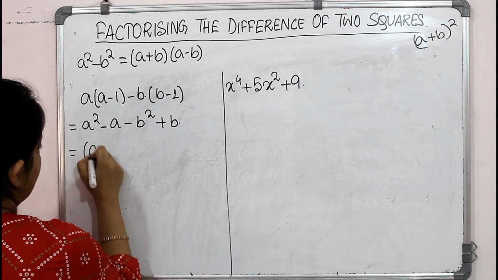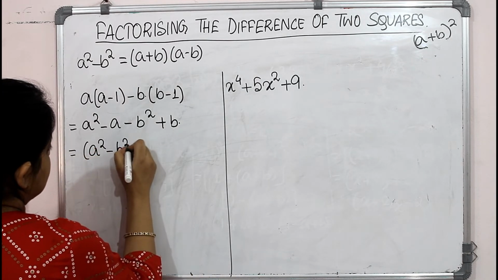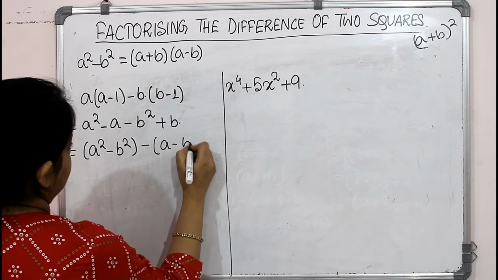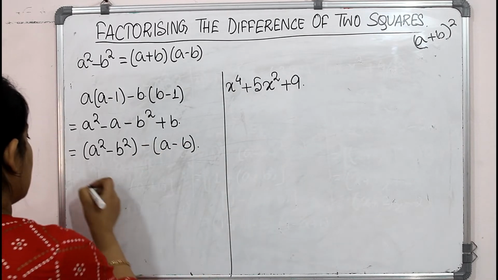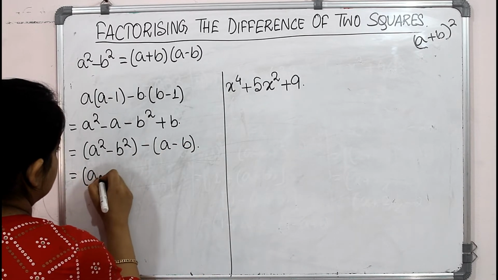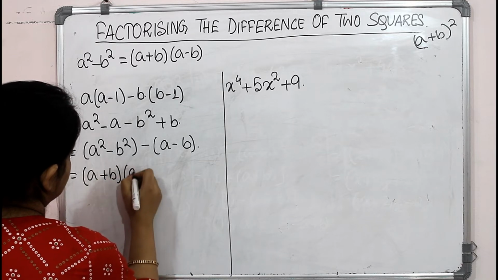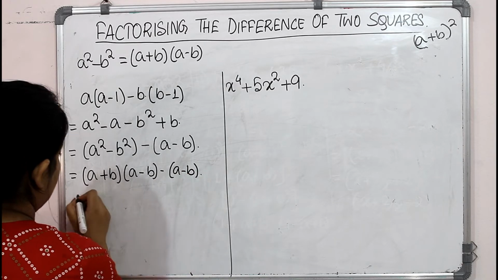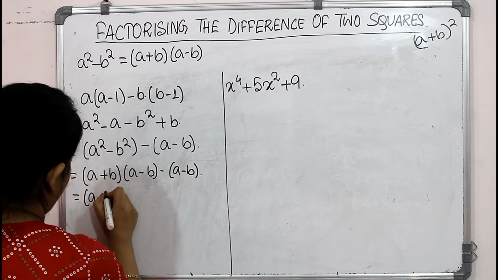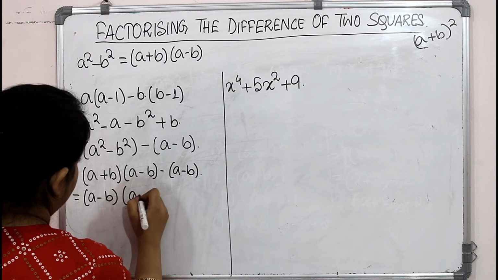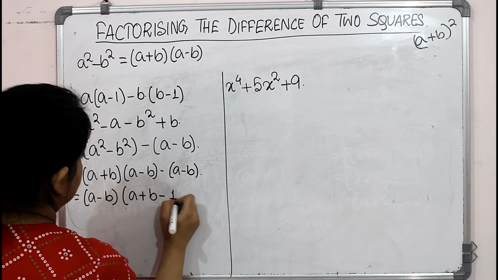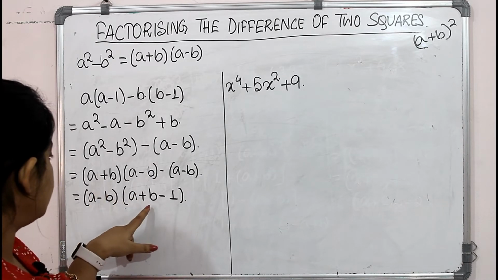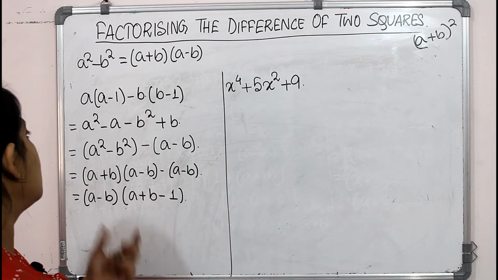So a square minus b square we can take here, and minus (a − b). Okay, you can take here. So a square minus b square you can write as (a + b)(a − b) minus (a − b). So a − b you can take as common. So this will be (a + b − 1). (a − b)(a + b − 1) is the answer.